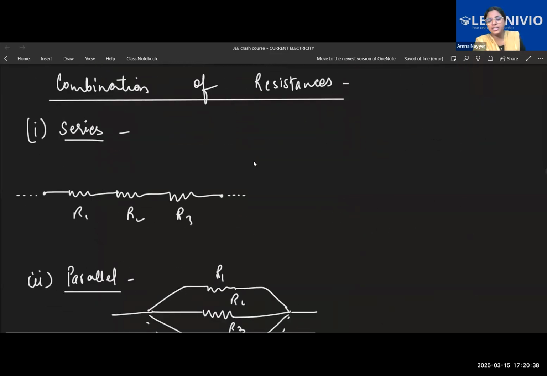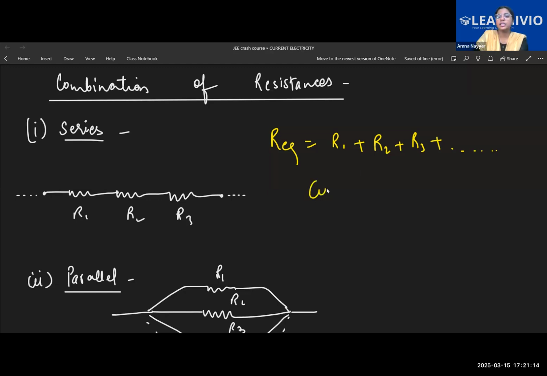Now, combination of resistances, series and parallel. This is very easy for you. Series combination: R equivalent is R1 plus R2 plus R3, whatever be the number of resistors connected. Which quantity remains the same in series connection? Current. So here current will remain the same.